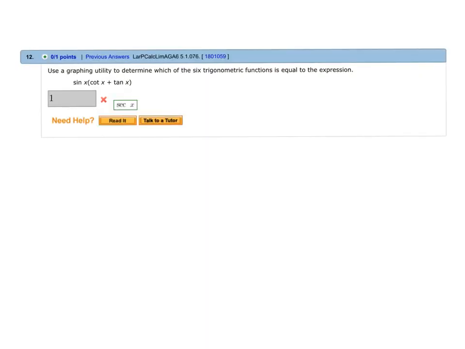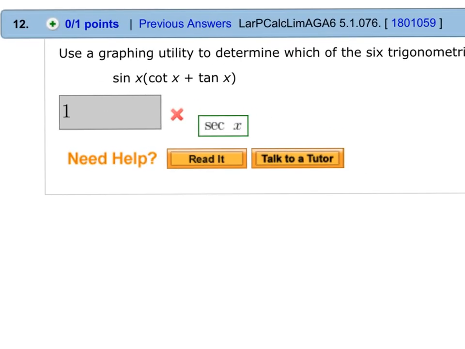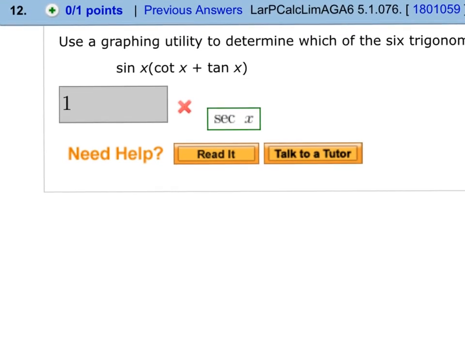Okay, and then 12, use a graphing utility to determine which of the 6 trig functions is equal to the expression. And again, I wouldn't rely upon my graphing utility, okay? But what it's telling you to do is, if I solve it, can I type that into the calculator and would I get the same graphs or the same table? So I'll start with sine of x times cotangent of x plus tangent.